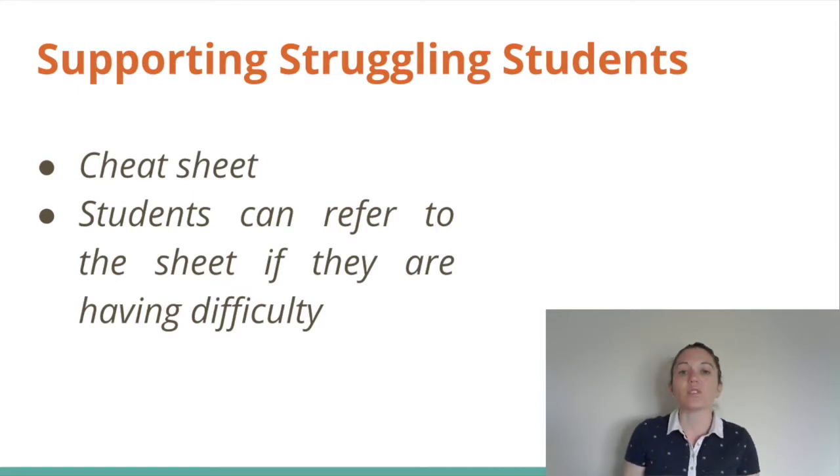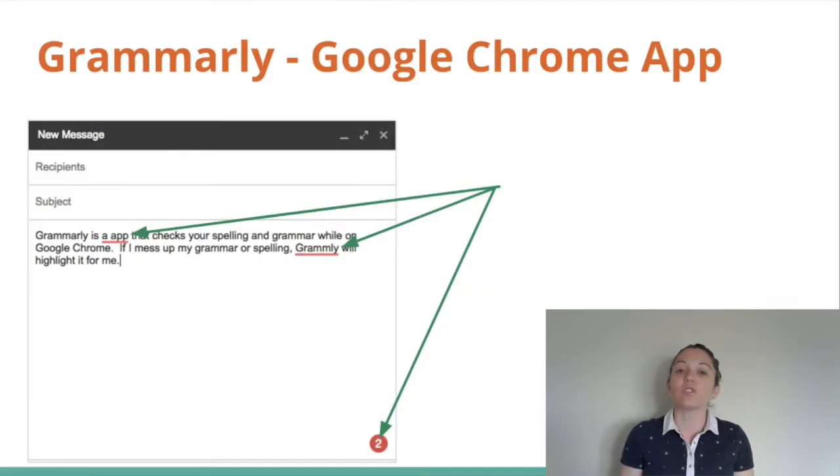This way, students can refer to the sheet if they are having difficulty. If your students use the internet, I highly recommend adding the extension Grammarly to Google Chrome. This is an app that runs while you are on the internet. When it is on and you are using Chrome, the app will monitor your grammar and spelling and underline errors. The great thing about Grammarly is that when on, it is always working. So it does not matter if you are searching in Google, writing an email, or tweeting on Twitter.